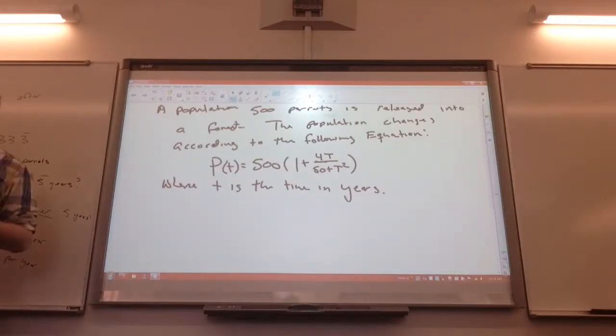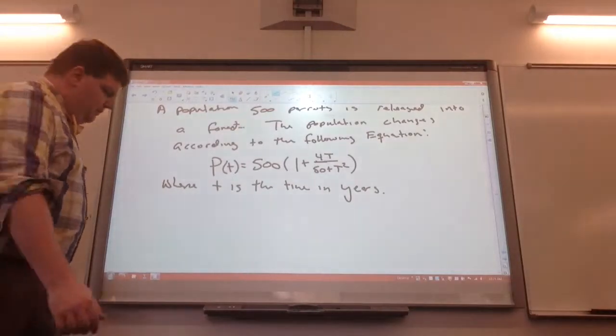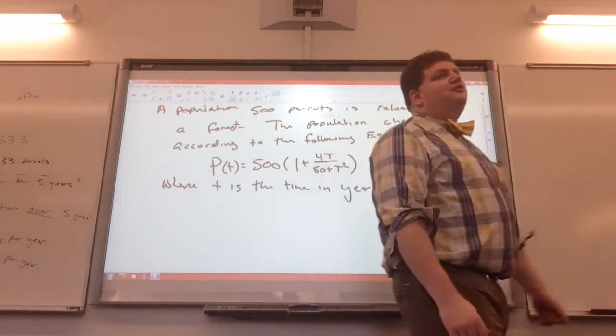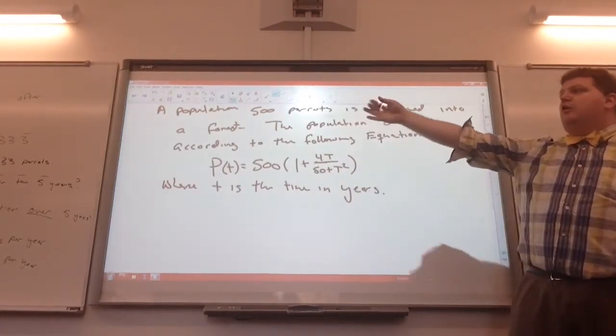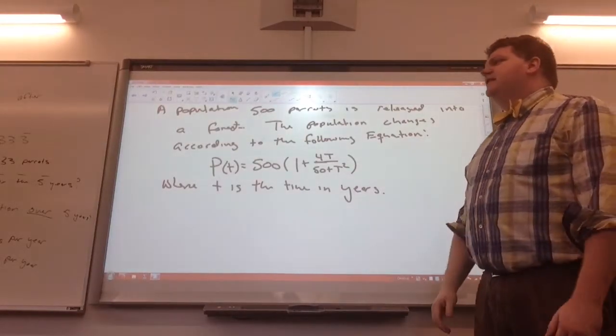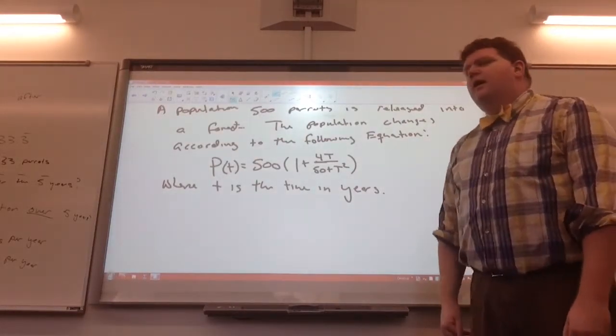So, oftentimes when you have one of these questions, you're going to be asked to do multiple different things. For example, over here, I did this problem earlier. We have the question, how many parents are there after 5 years? Is that actually using any calculus whatsoever? No. All I have to do is evaluate this equation at 5. Doing so, I end up getting that there are 633.3 parents.